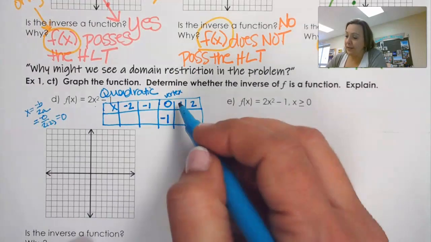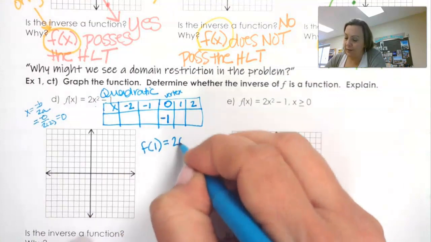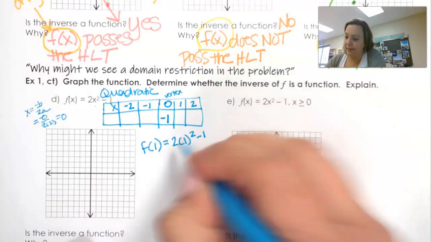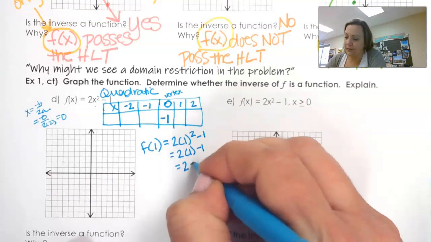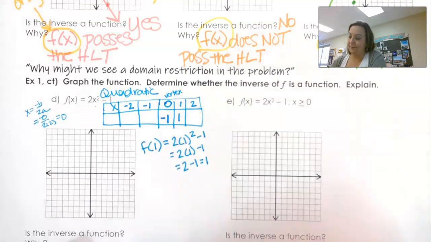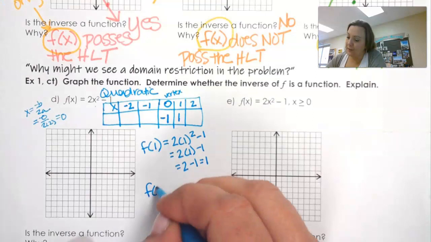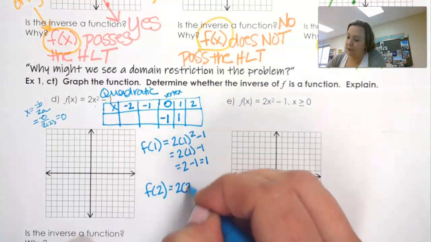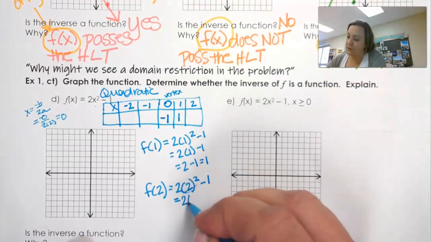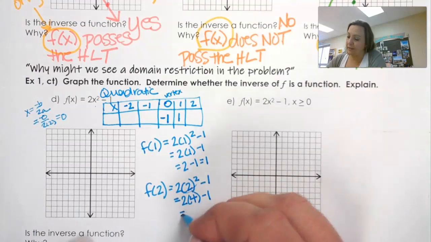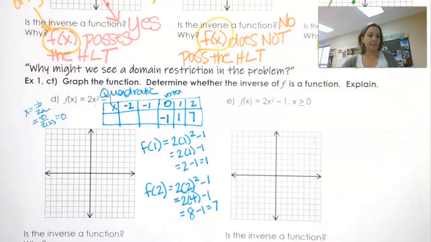So then I want to find 1 and 2, and then because I'm doing that, I can use the symmetry. So f of 1 is 2 times 1 squared minus 1. So that's 2 times 1 minus 1. 2 minus 1 is 1. And then I can find f of 2 as well. 2 times 2 squared minus 1. I'm going to square the 2 first, doing order of operations. Then 2 times 4 is 8, minus 1 is 7.